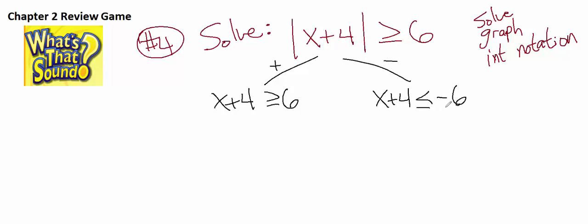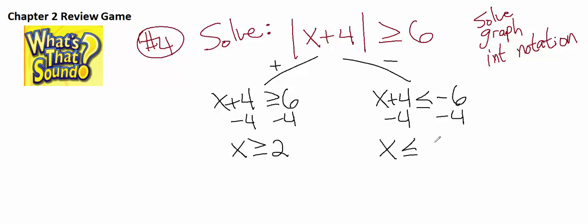Remember, we're making a negative version of this. That causes us to flip the sign. Let's go ahead and subtract 4 here. Subtracting 4, I get x is greater than or equal to 2. And over here we subtract 4, and we get x is less than or equal to -10.